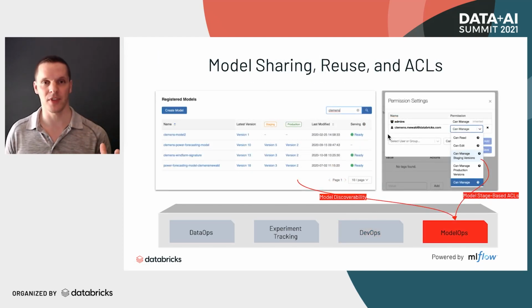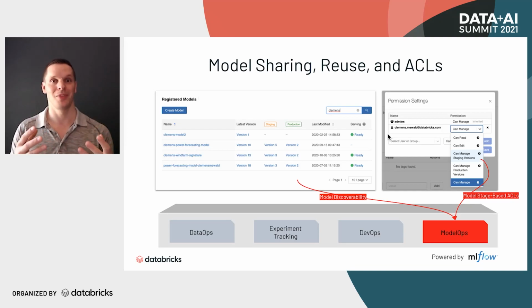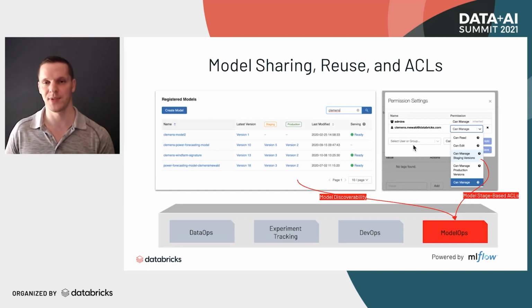And then on the model ops front, of course, we have the model registry that is really becoming the GitHub for machine learning models that keeps track of all of the models and their versions. And we provide stage-based access controls in the model registry to facilitate the handoff in the deployment lifecycle.